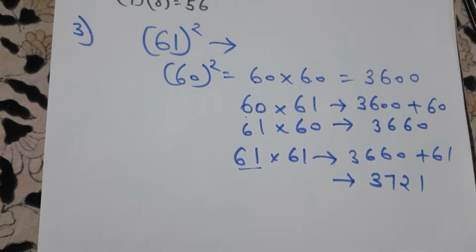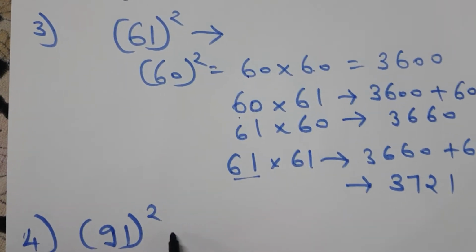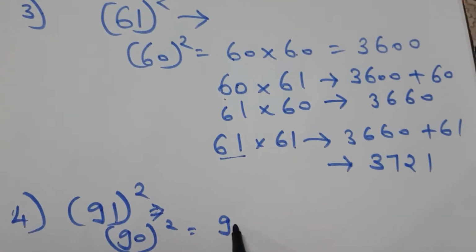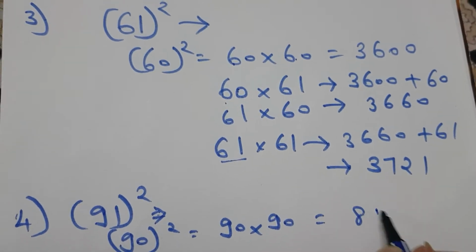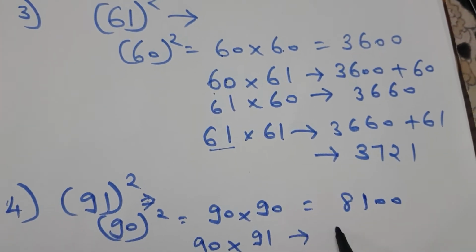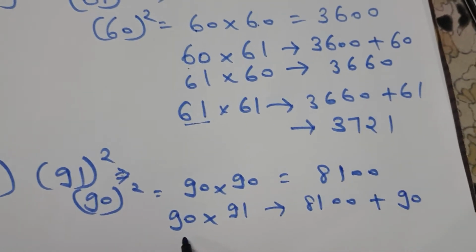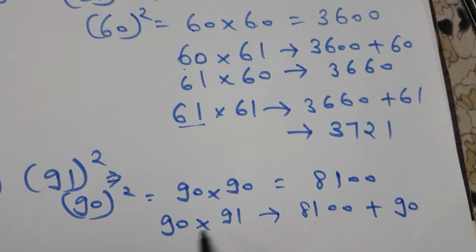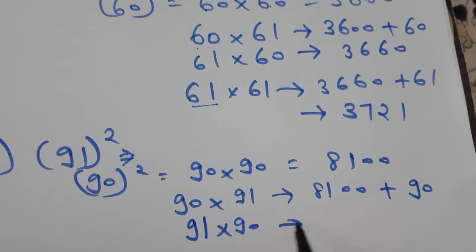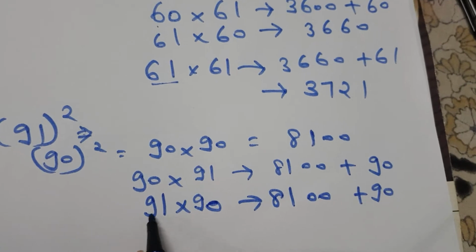Okay, let us take another example. Fourth example, 91 square. We will begin this by taking 90 square. We all know 90 cross 90 will give you 8100. So you can add 90 91 times. The difference is that you need to add just 90. Okay, you can write this simply, if you just reverse it, 91 cross 90, that doesn't make a difference. 91 cross 90 will simply be 8100 plus 90. You have added 91 90 times.